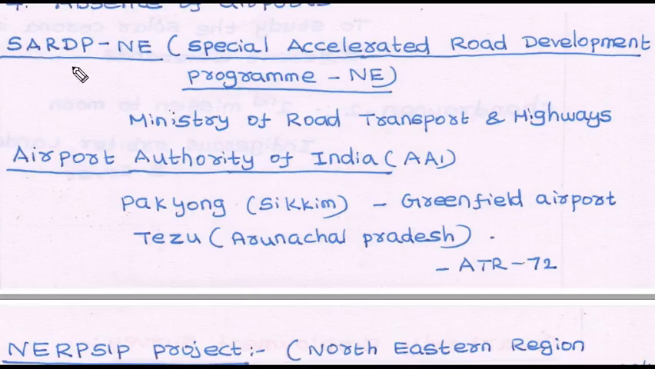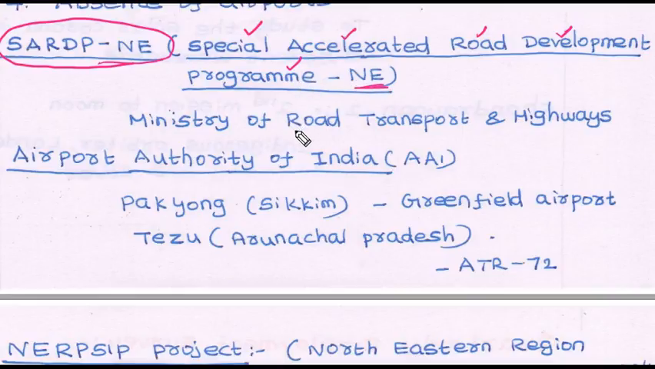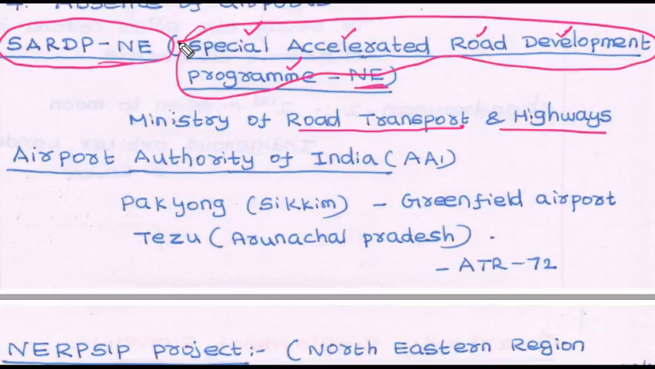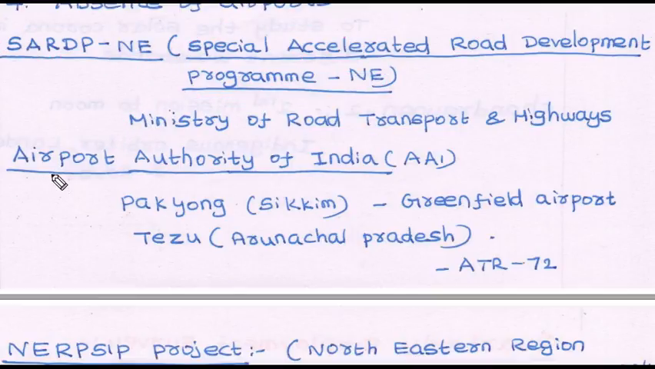In this background, the scheme called SARDP, that is the Special Accelerated Road Development Program, came in the news. The important prelims point here is that it is being implemented by the Ministry of Road Transport and Highways. If the explanation is given, we can easily mark the choice, but if simply asked which of the following ministries implements the SARDP program, you should remember it is the Ministry of Road Transport and Highways.